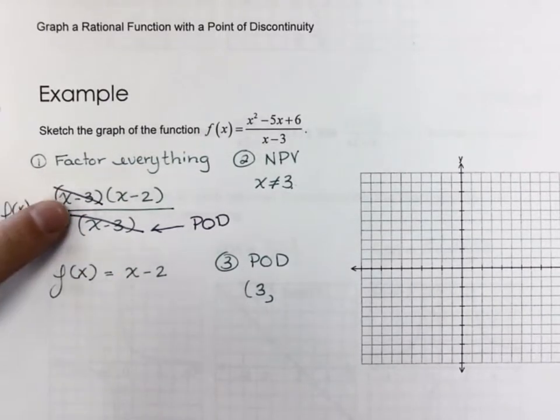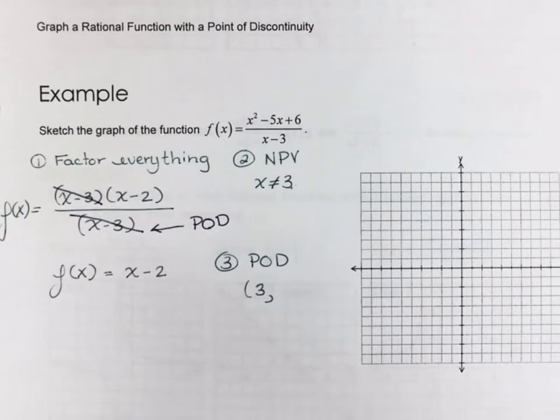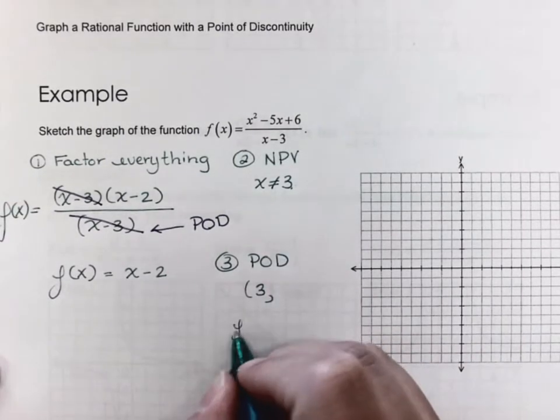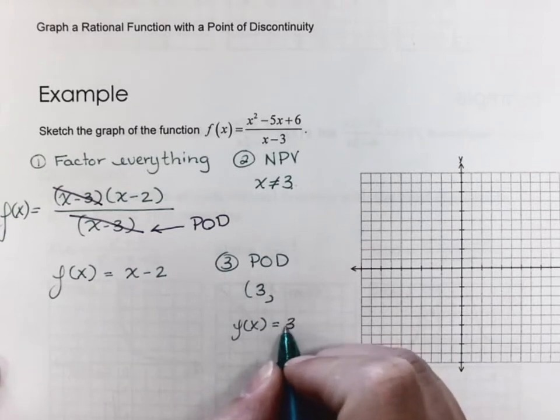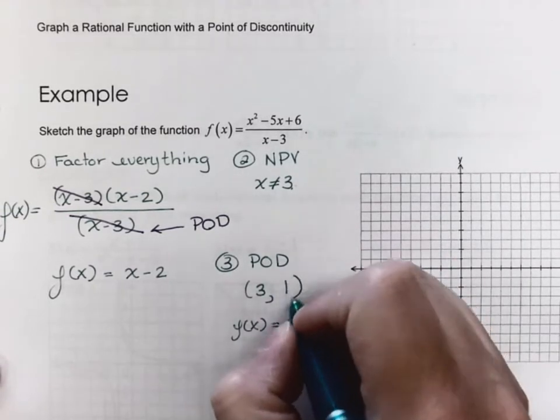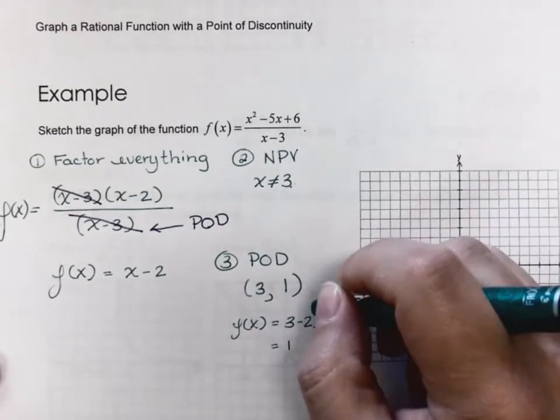You can't substitute it into here because then you'll get a 0 on the denominator and that's bad. So we're going to substitute the 3 in here. So f of x equals 3 minus 2. What does that give us? 1. So my point of discontinuity is at 1.